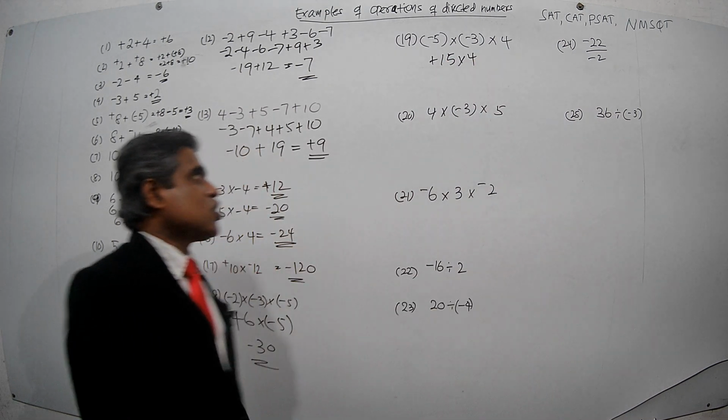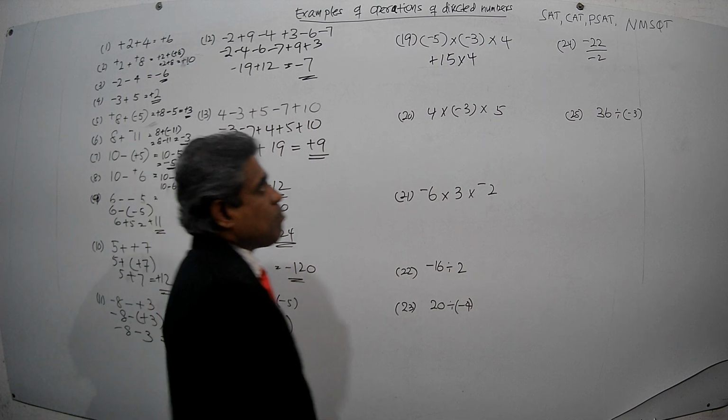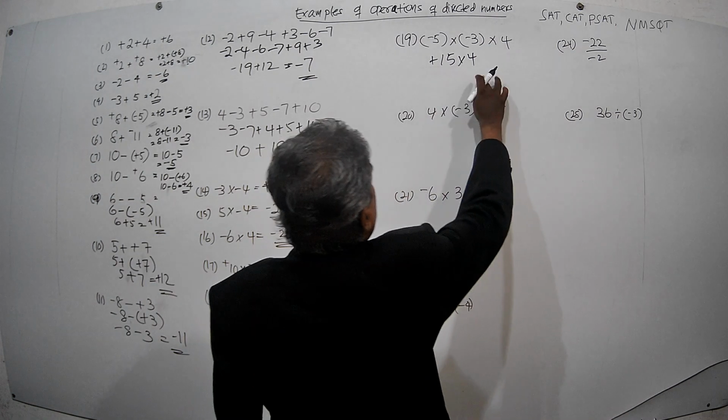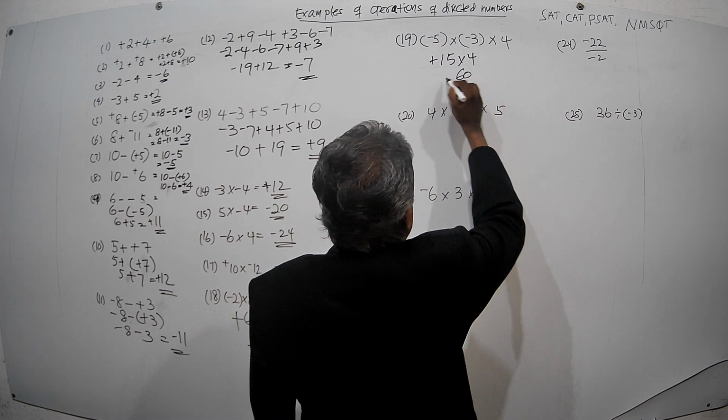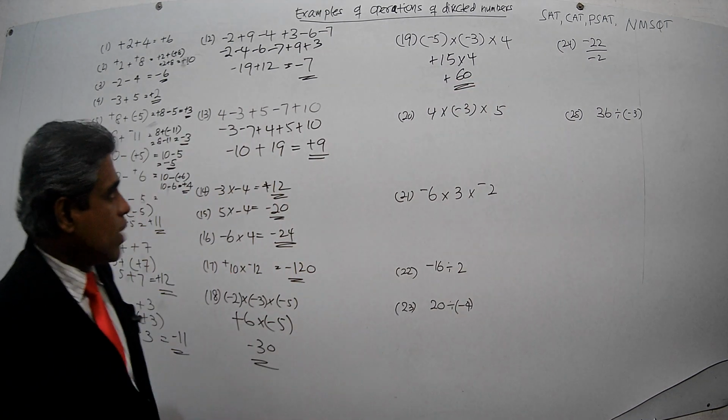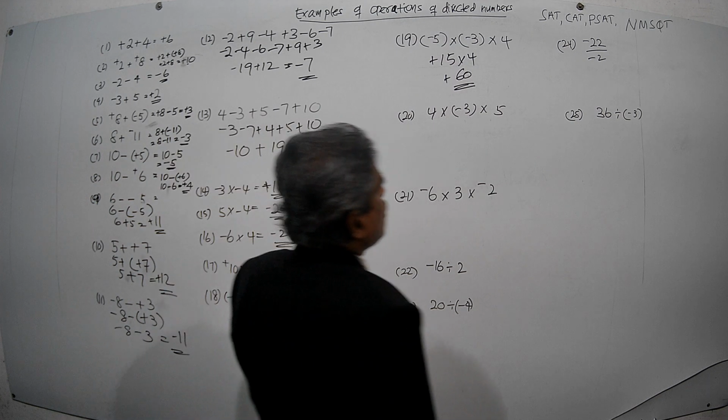Now you have got two numbers of the same sign, plus 15 and plus 4. Then multiply these, you get the answer 60, plus. Then next one, 20. 4 into minus 3, in the first two numbers.